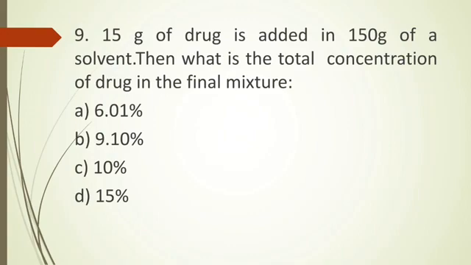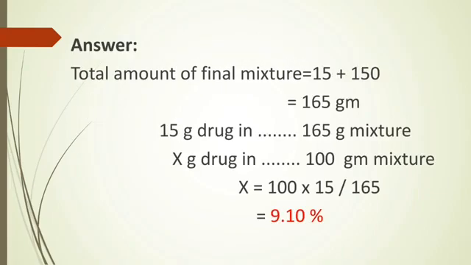And now the 9th question: 15 gram of drug is added in 150 gram of a solvent. Then what is the total concentration of drug in the final mixture? Option A 6.01%, option B 9.10%, option C 10% and option D 15%. So here we are adding 15 gram of drug into 150 gram of solvent. So the final mixture will contain 15 gram drug plus 150 gram solvent, so the total quantity will be 165 gram.